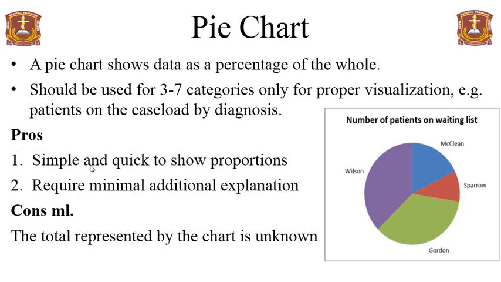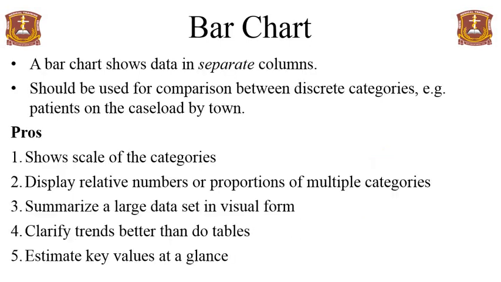Now, simple and quick, that is one of the good things obtained from a pie chart. Simple and quick to show proportions, and requires minimal additional explanation. But the total represented by the chart is normally difficult to see just by looking at the chart itself. You may not find a place where totals are included when you're dealing with a pie chart. Okay. Now, what about bar charts?